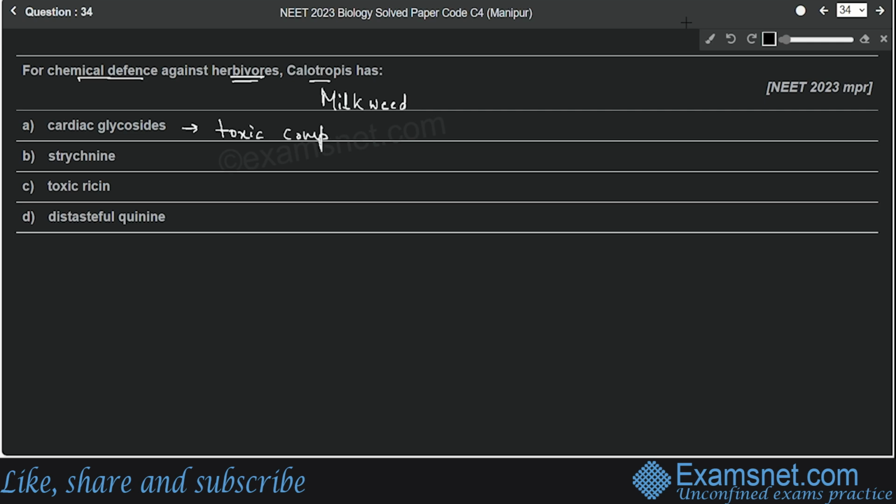compounds, and these can interfere with the sodium potassium pump in the heart and other cells. Okay, heart and other cells. This makes this plant toxic to most of the herbivores. Okay, so the correct answer will be option number A, cardiac glycosides.